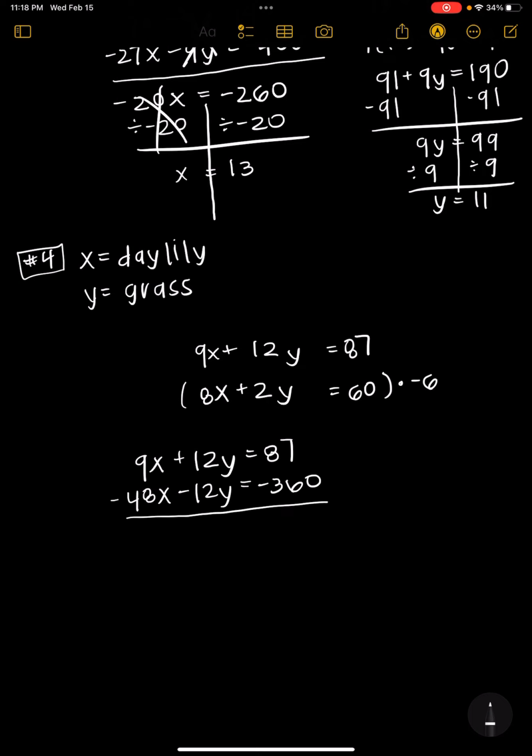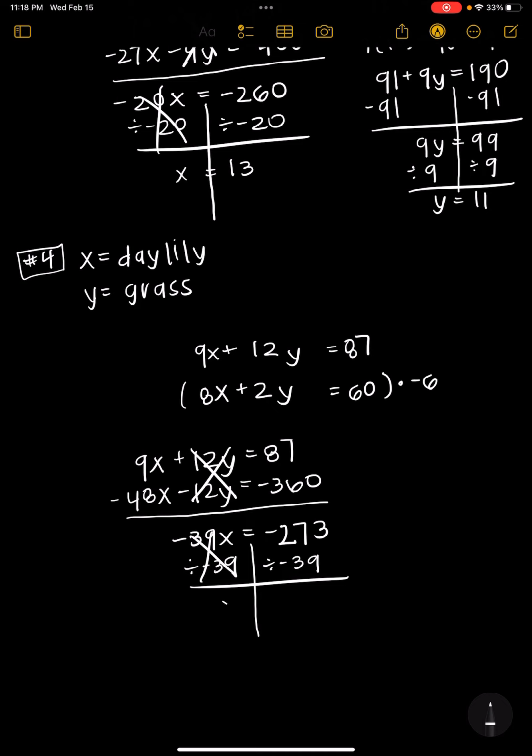All right, now we can add them together. So I have 9 minus 48x would give me -39x. The 12y's cancel out because one's positive, one's negative. And then on the right-hand side, I've got 87 minus 360, which is -273. Then we have one equation, one variable, so to solve for that variable, I'm going to divide by -39. The 39s cancel out here. I'm just left with x, and then -273 divided by -39 gives me 7, which means that the daylilies cost $7 each.